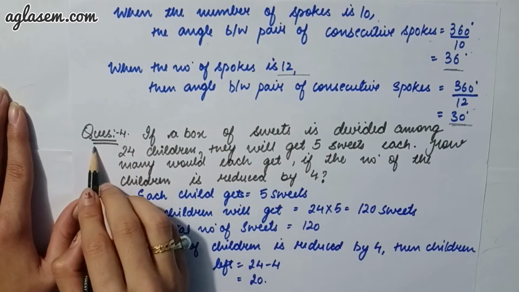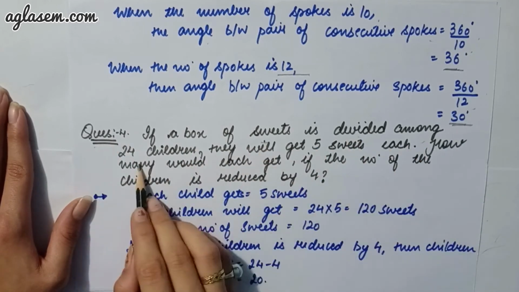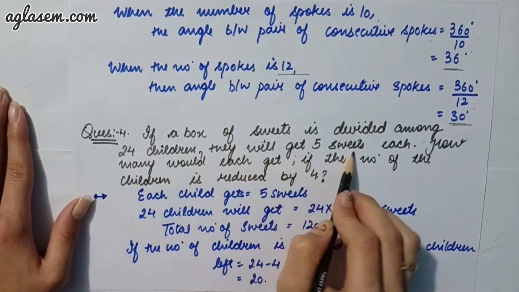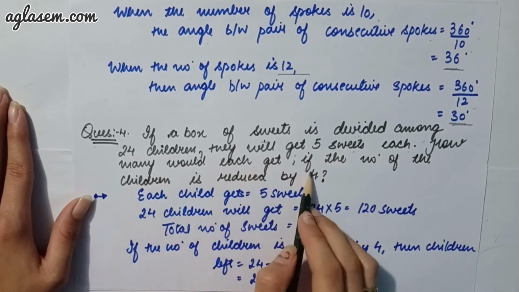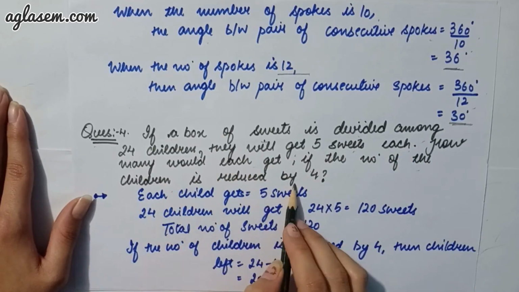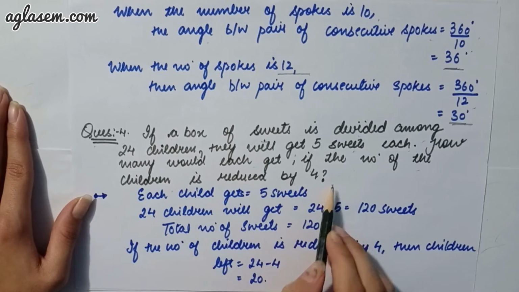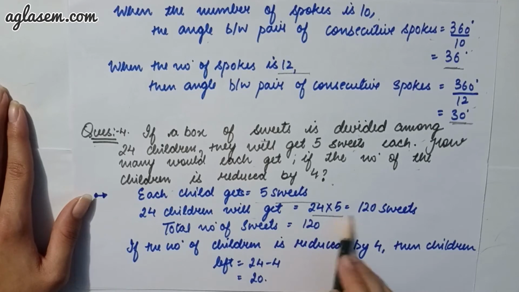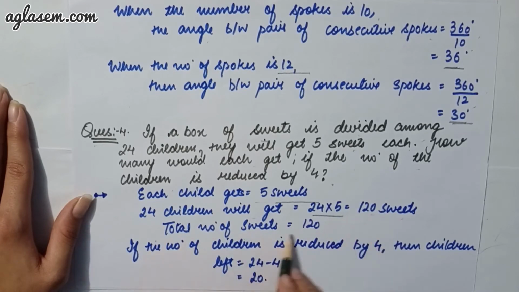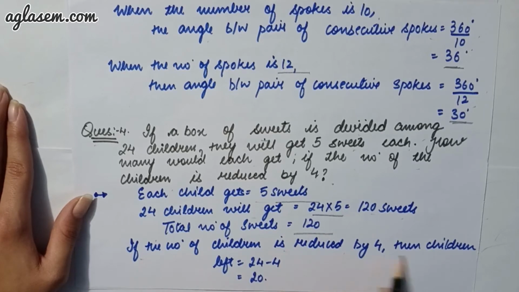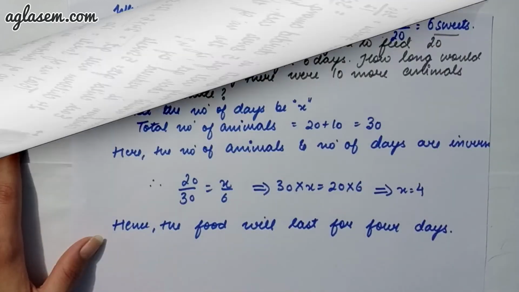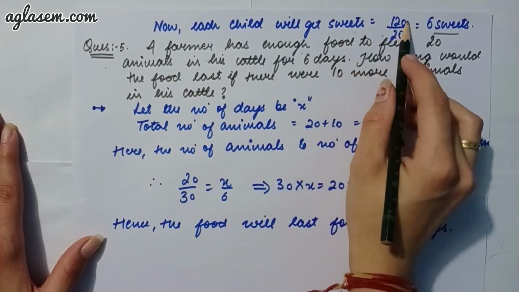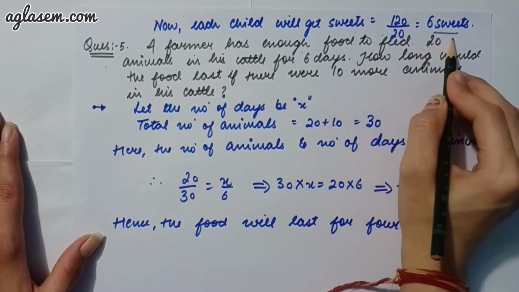Moving to our fourth question, which says if a box of sweets is divided among 24 children, they will get 5 sweets each. How many would each get if the number of children is reduced by 4? It's very simple. Each child gets 5 sweets and 24 children will get 24 into 5, that is 120 sweets. So the total number of sweets is 120. After the number of children is reduced by 4, the children left are 24 minus 4, that is 20. So now each child will get 120 divided by 20, that is 6 sweets.